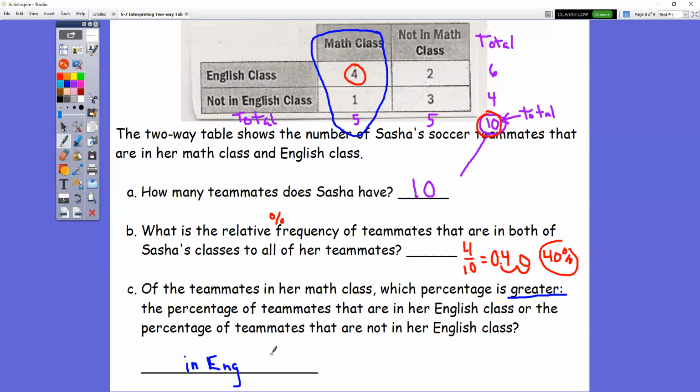So those are the types of questions that you're going to have today. Again, sometimes you're just looking at the column. Sometimes you're just looking at the row. Sometimes you're looking at the whole entire thing.